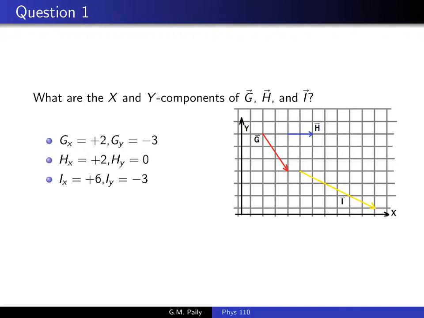And these are the x and y components of the three vectors. For example, we see that H has no y component because it is purely horizontal. It is pointing purely in the x direction. So H_y is equal to 0, and its length in the x direction, it's pointing in the direction of increasing x, so it is positive, and the length is 2. So positive 2 is H_x.